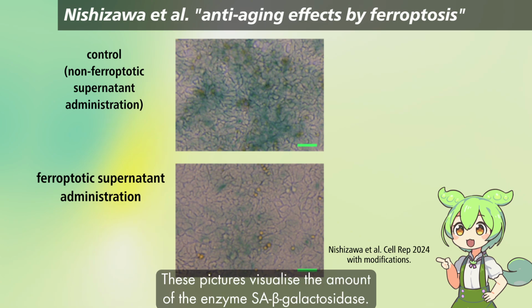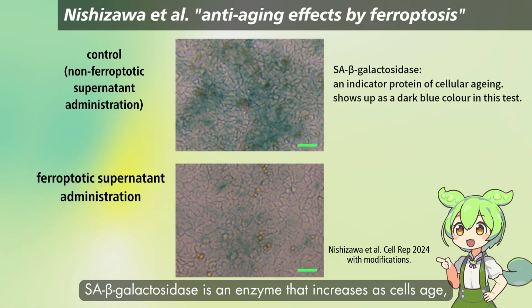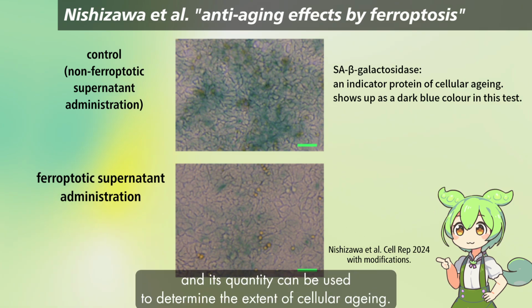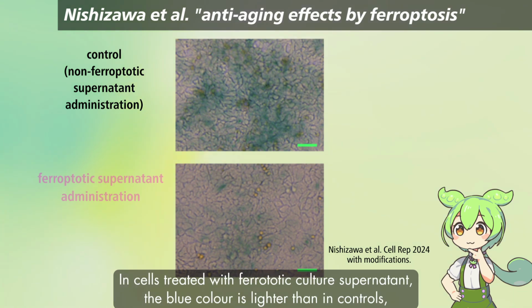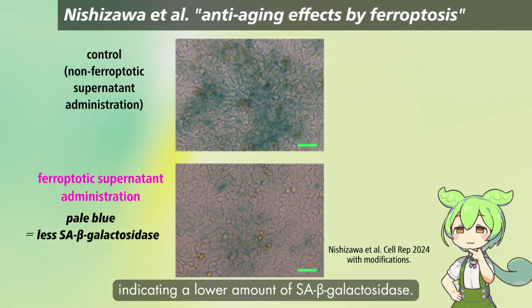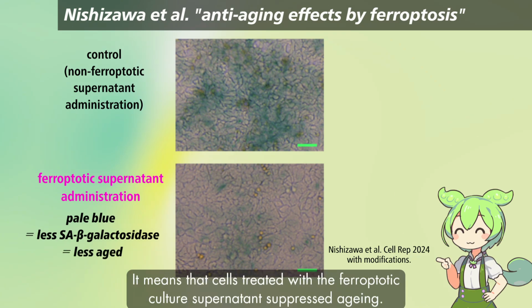These pictures visualize the amount of the enzyme SA-beta-galactosidase. SA-beta-galactosidase is an enzyme that increases as cells age, and its quantity can be used to determine the extent of cellular aging. In cells treated with ferroptotic culture supernatant, the blue color is lighter than in controls, indicating a lower amount of SA-beta-galactosidase. It means that cells treated with the ferroptotic culture supernatant suppressed aging.